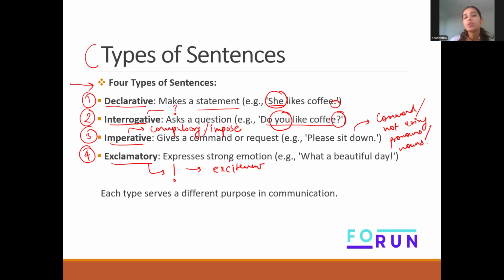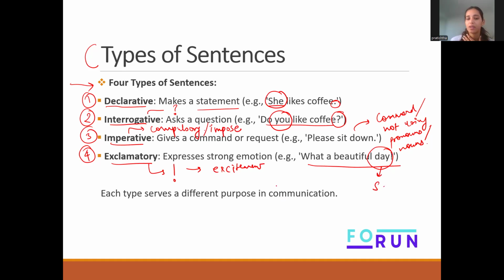Exclamatory is when you express strong emotions like excitement, probably even nervousness, right? So all these things, or probably extreme happiness. So, what a beautiful day. It's a normal general statement which I have said with a lot of excitement, right? And I'm talking about the day here. So day is our subject here, right?